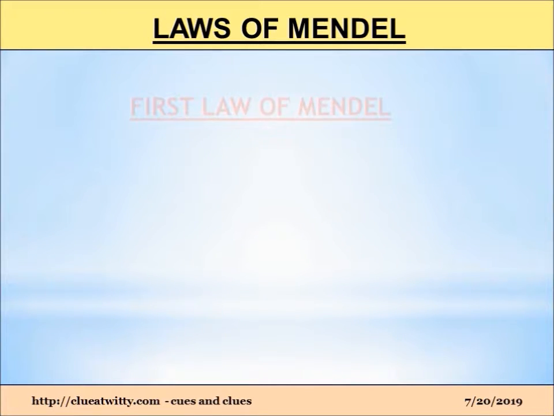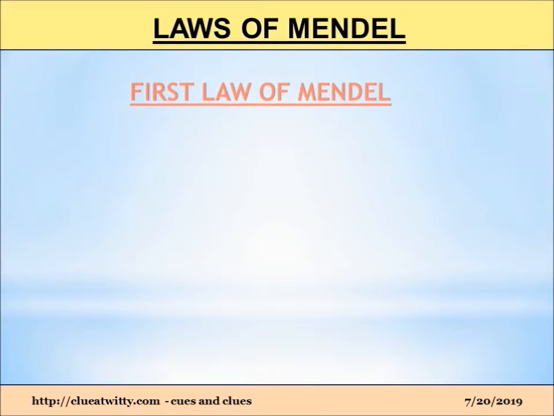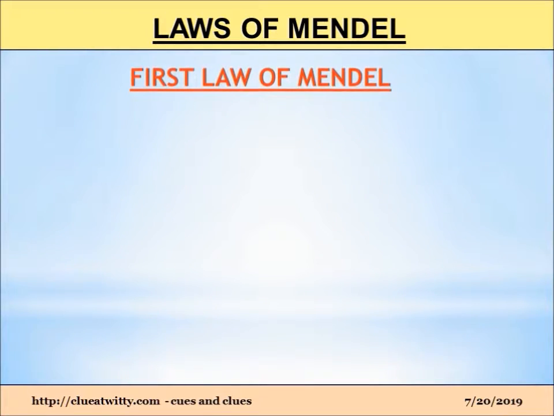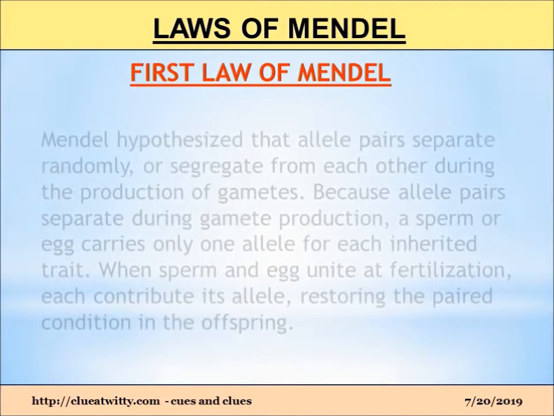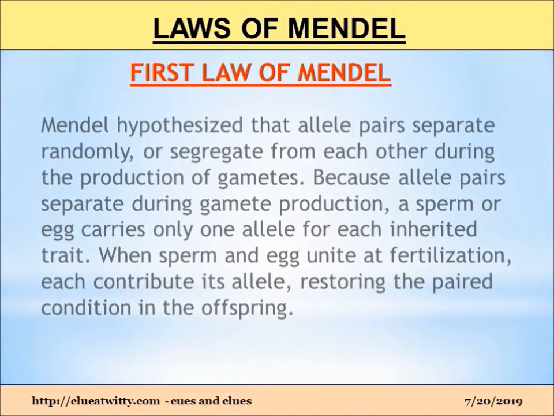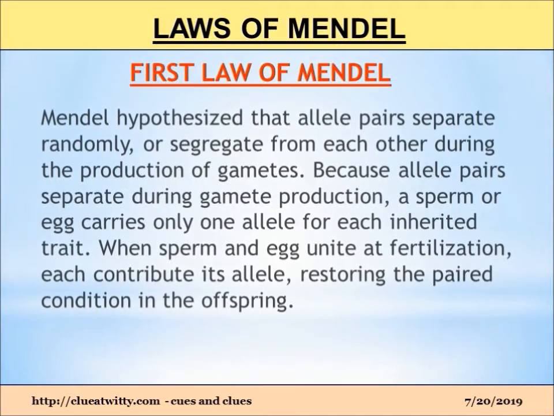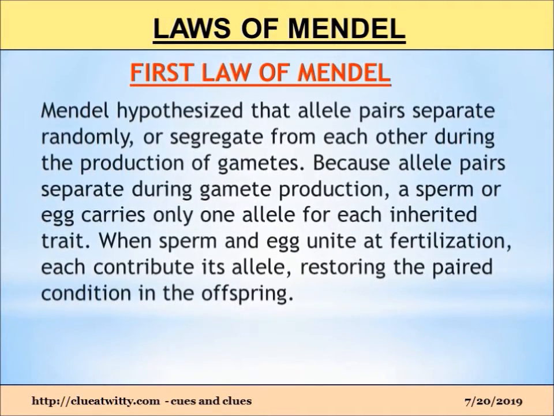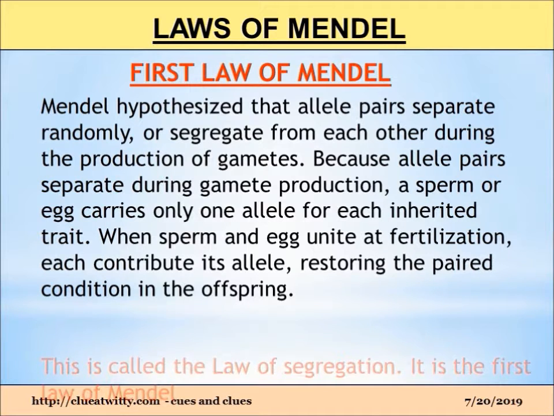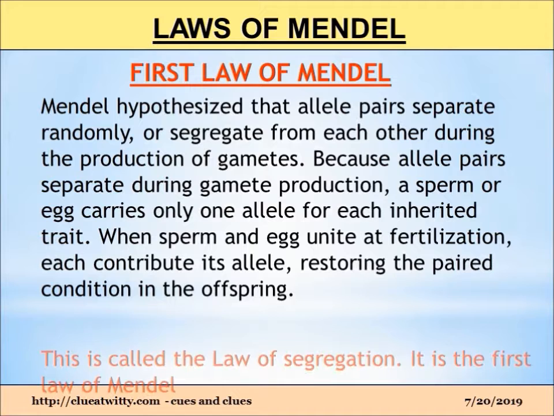Based on these studies and crosses, Mendel stated his first law, which is also called the Law of Segregation. Mendel hypothesized that allele pairs separate randomly, or segregate, from each other during the production of gametes. Because the allele pairs separate during gamete production, a sperm or an egg carries only one allele from each inherited trait. When the sperm and egg unite at fertilization, each contributes its allele, restoring the paired condition in the offspring.